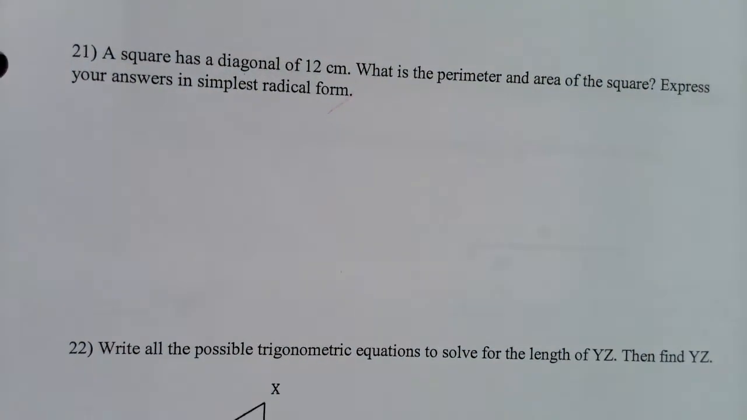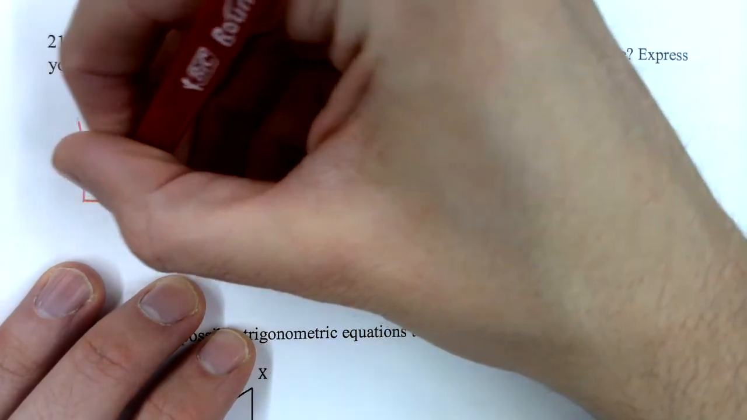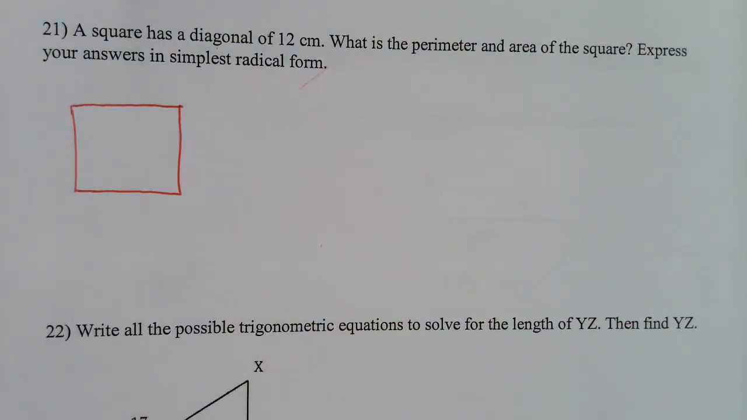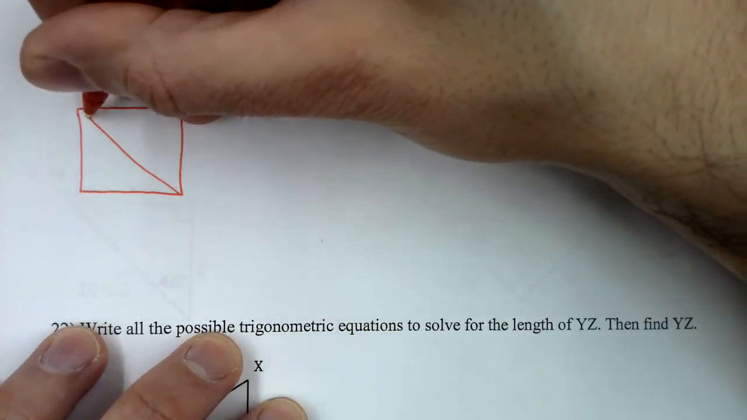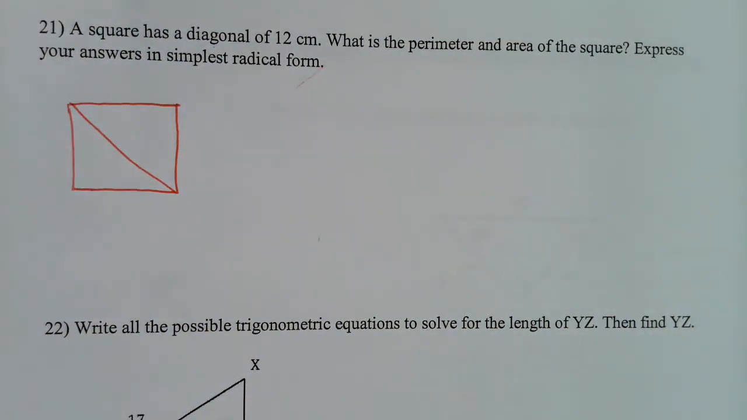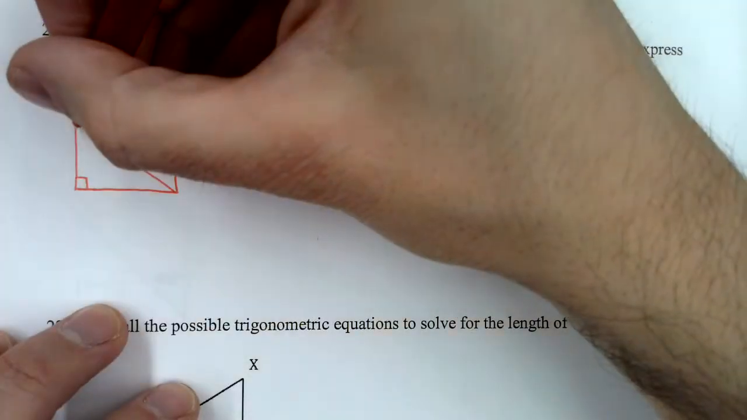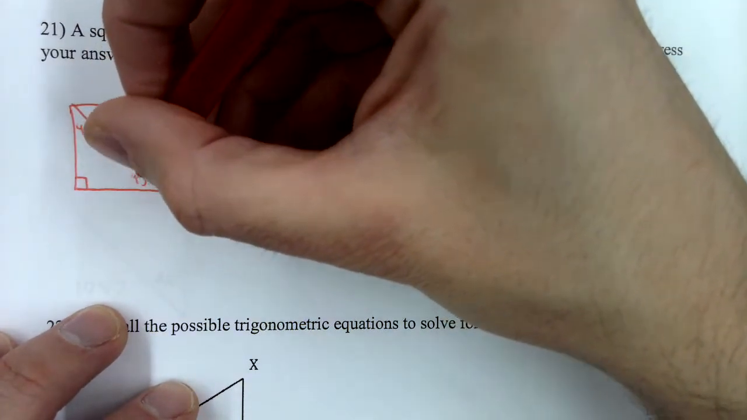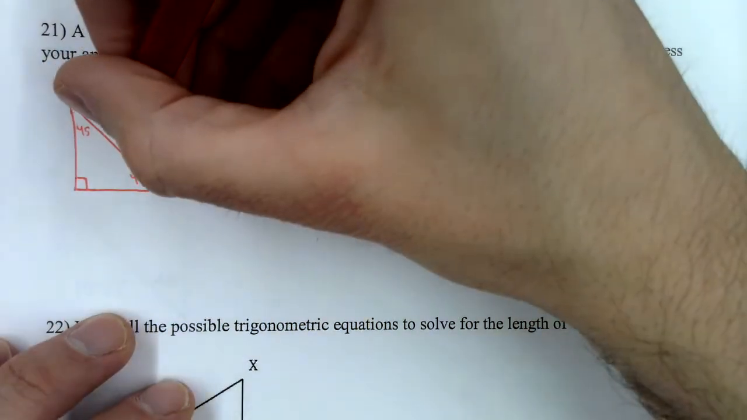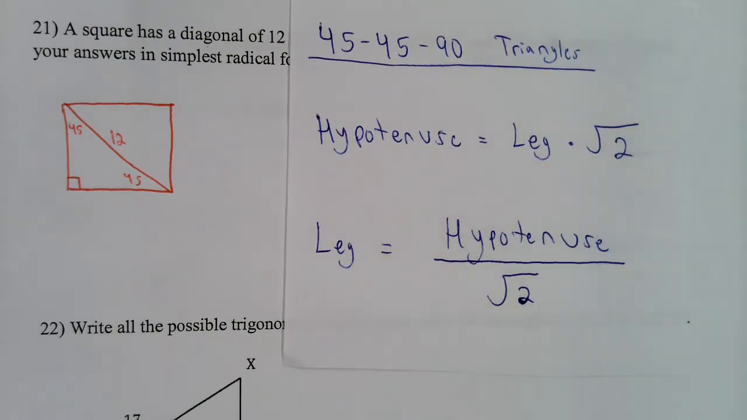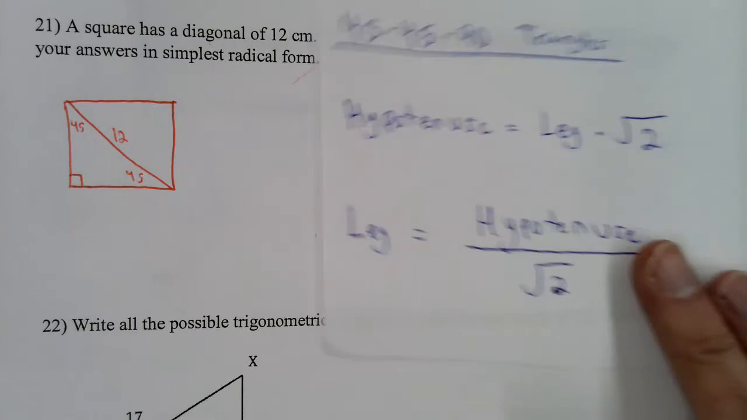Okay. Let's draw the square first of all. It's my square. Diagonal is 12. So one thing you have to know is that this is 90, because it's a square. And this is going to be 45, and that's going to be 45. Okay? And so we have 12 right there. So it's a 45, 45, 90 triangle. You want to find out the length of each side. So you want to find the leg. The leg equals hypotenuse divided by the square root of 2. Just jot that down.